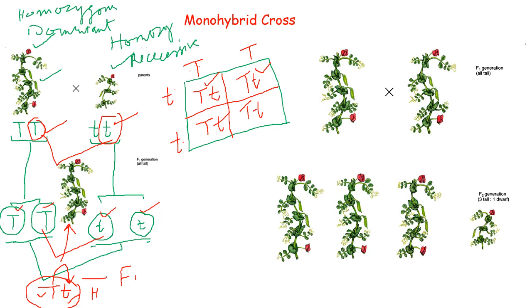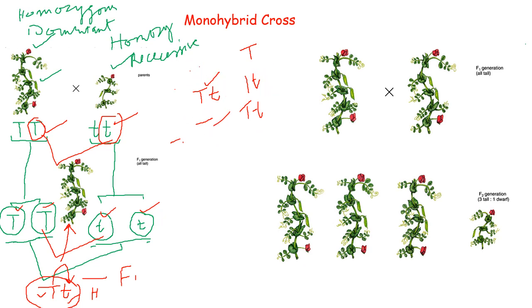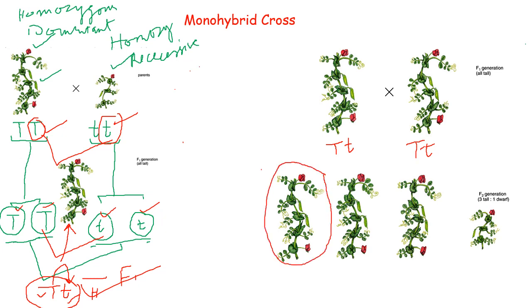Now if we go further, we take the F1 heterozygous plants which have the genotype capital T small t. Here we have two plants. Now they have the genotype capital T and small t. Another plant here, capital T and small t. We have these two plants, we will subject the F1 plants to selfing. Now when we cross them, what we observe in the F2 generation is that we have three plants that are tall, and one plant that is dwarf.